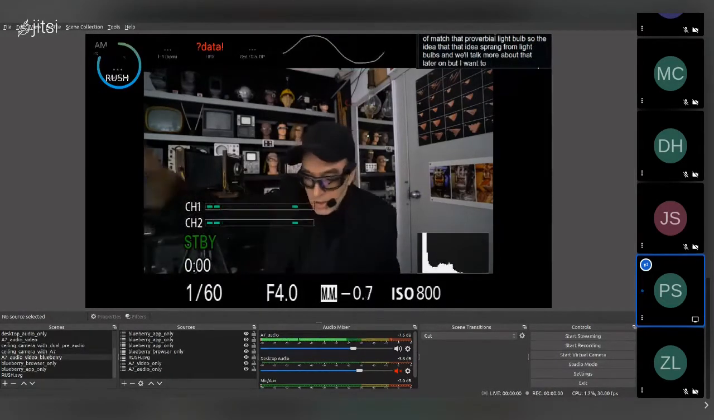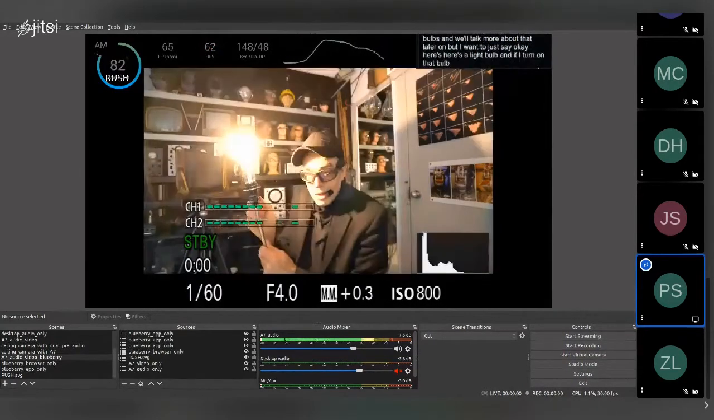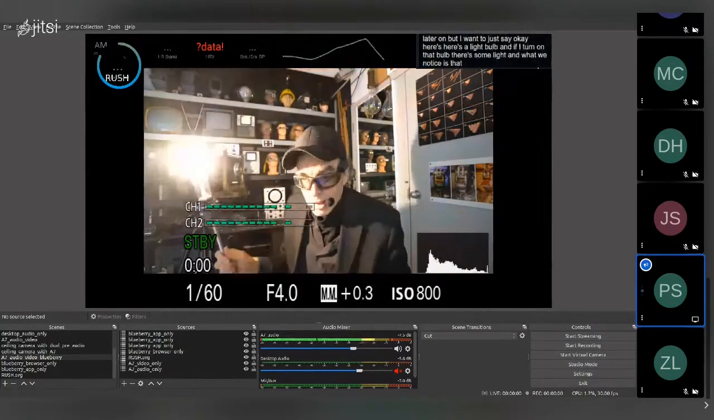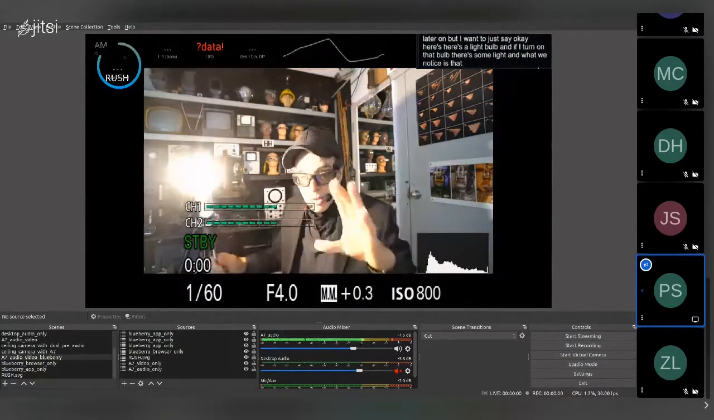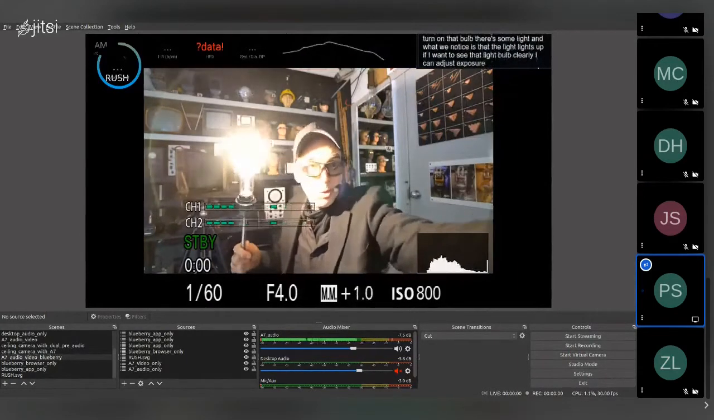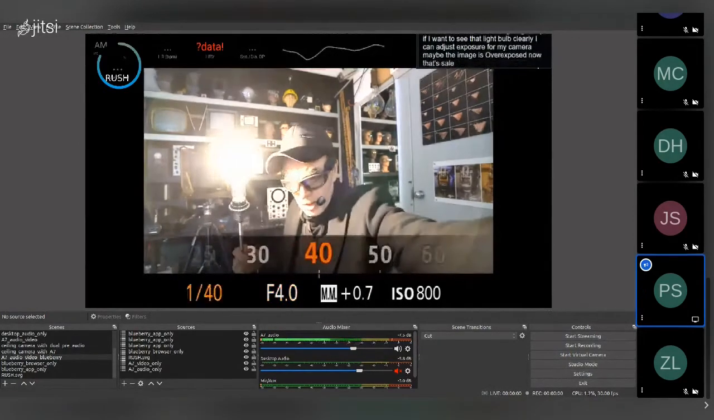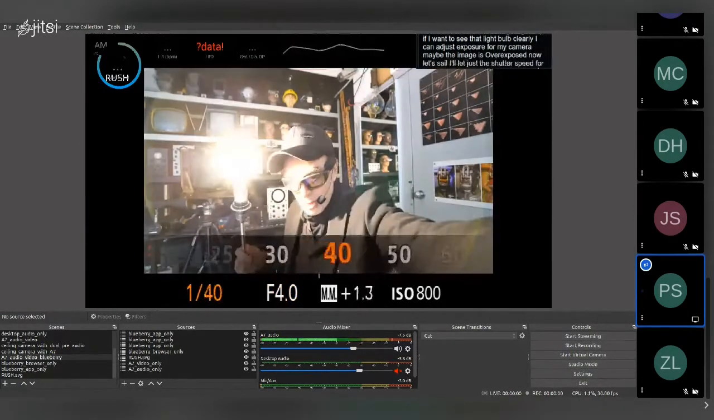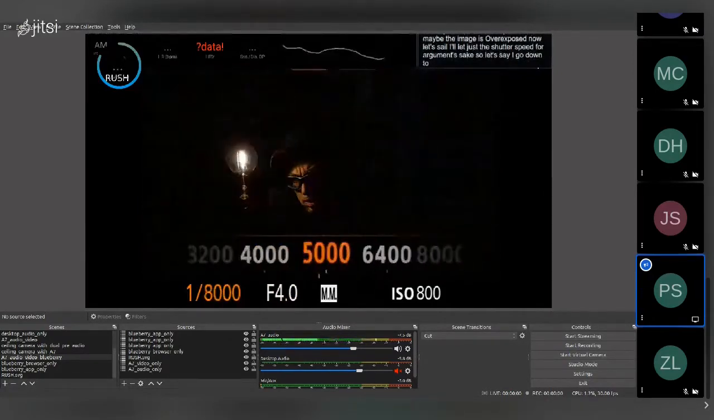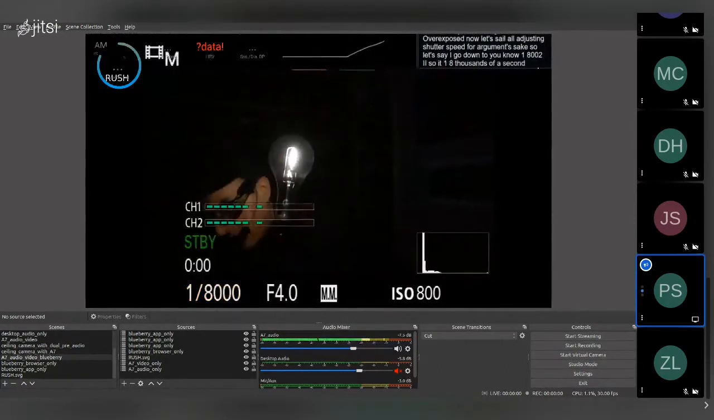But I want to just say, okay, here's a light bulb. And if I turn on that bulb, there's some light. If I want to see that light bulb clearly, I can adjust the exposure of my camera. Maybe the image is overexposed now. Let's say I'll adjust the shutter speed for argument's sake. So let's say I go down to 1/8,000th of a second. At 1/8,000th of a second, you can kind of see the filament.